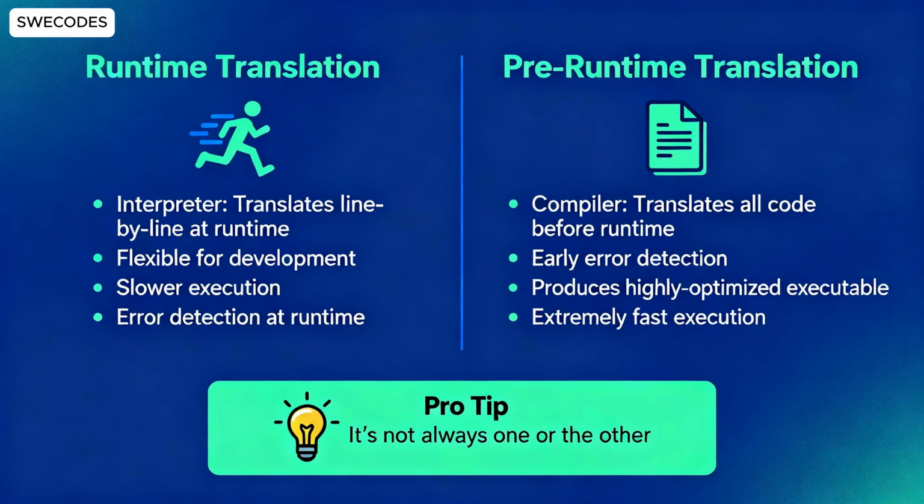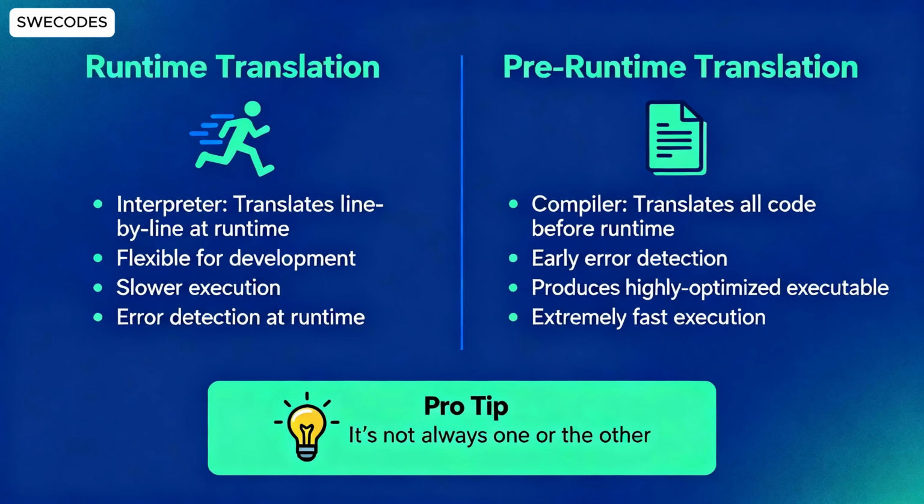So, what's the real-world difference? An interpreter translates line by line at runtime. This is flexible and great for development, but it's slower to run and finds errors late. A compiler translates everything before runtime. This catches errors early and produces a highly optimized executable file that runs extremely fast.